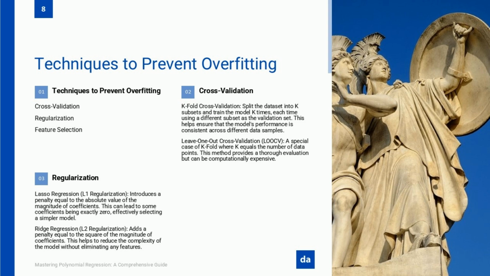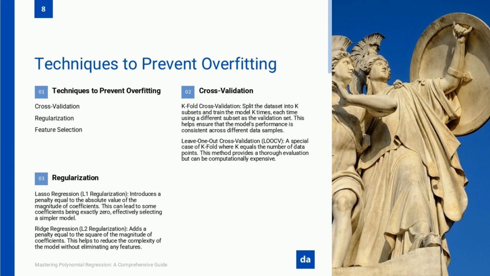Ridge regression, also known as L2 regularization, penalizes large coefficients by adding a term proportional to the square of the coefficients in the cost function. This prevents the model from relying too heavily on individual features, reducing overfitting.